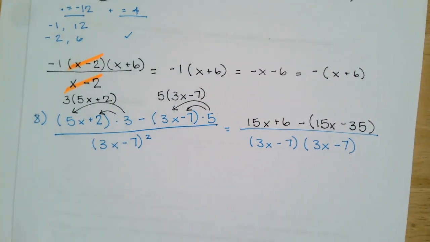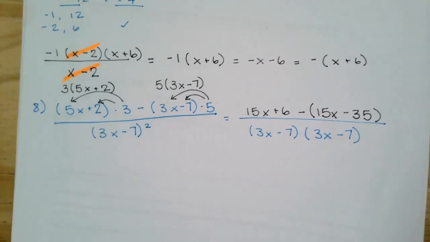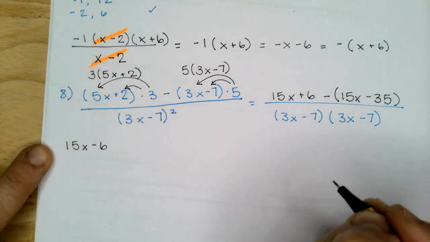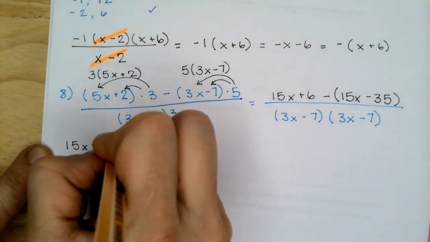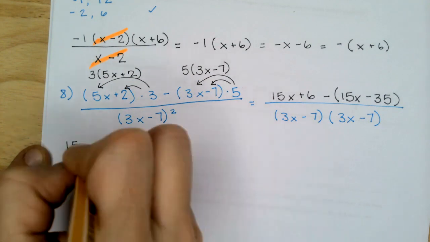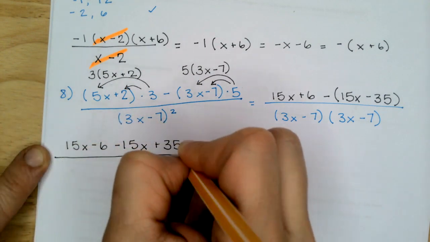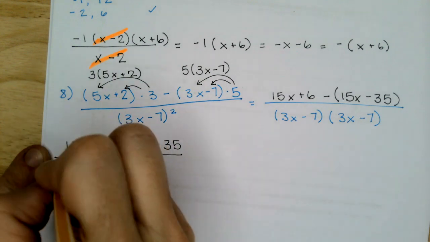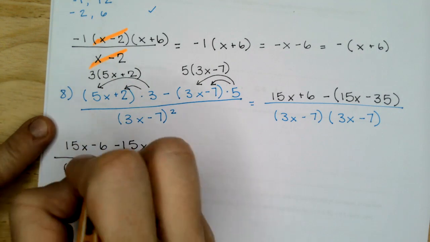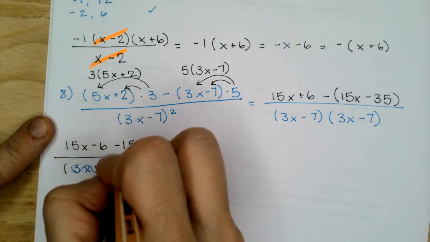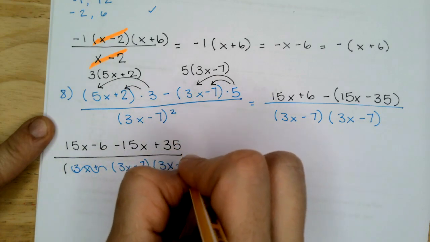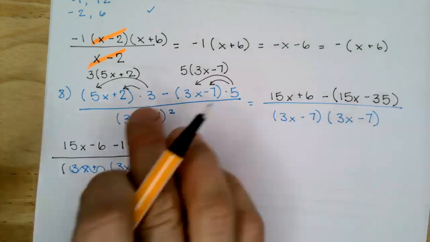Good. All right. My next step is going to be distributing that minus sign. 15x minus 6 minus 15x plus 35, right? When I distribute the negative to the minus sign to the negative, it becomes a plus 35. Down here, we still have 3x minus 7 times 3x minus 7, right? Okay, let's simplify this guy.